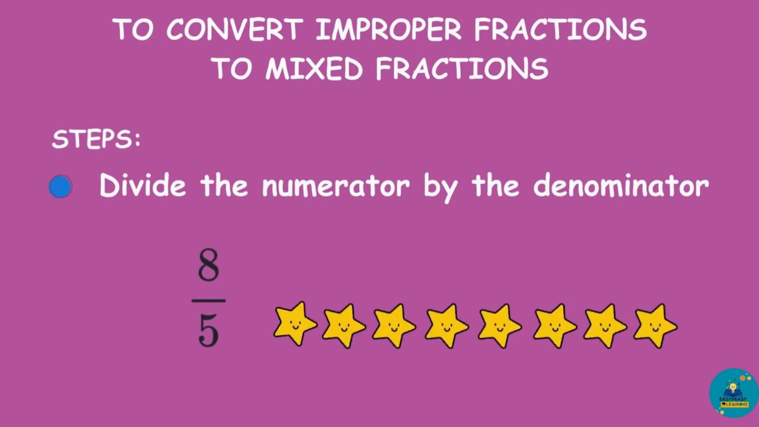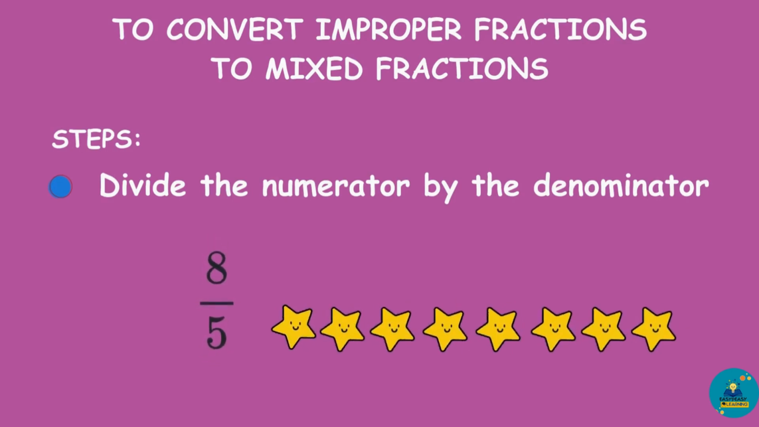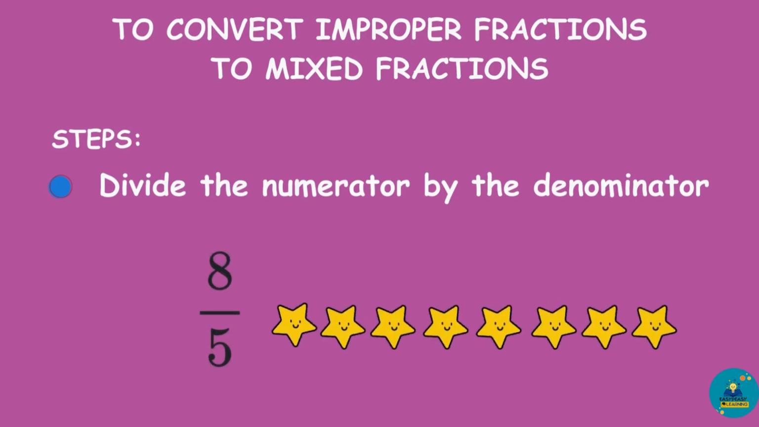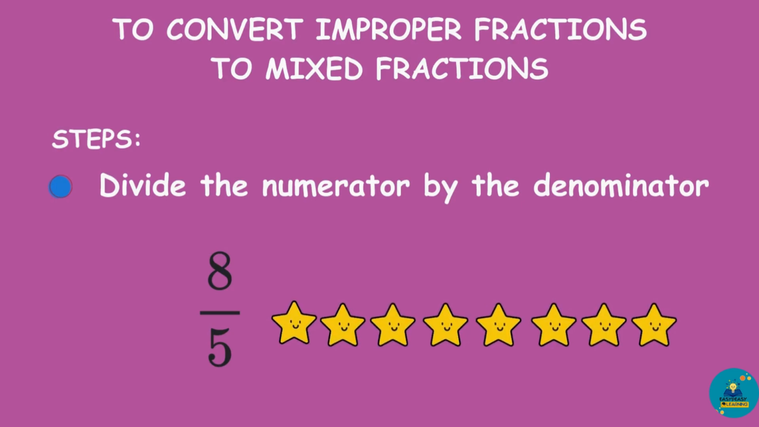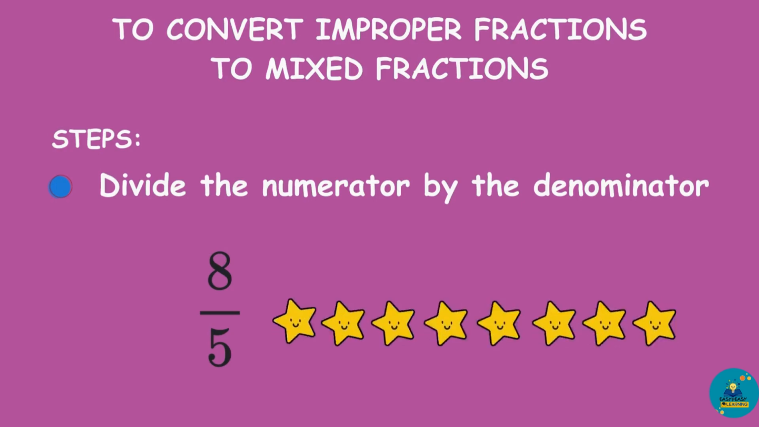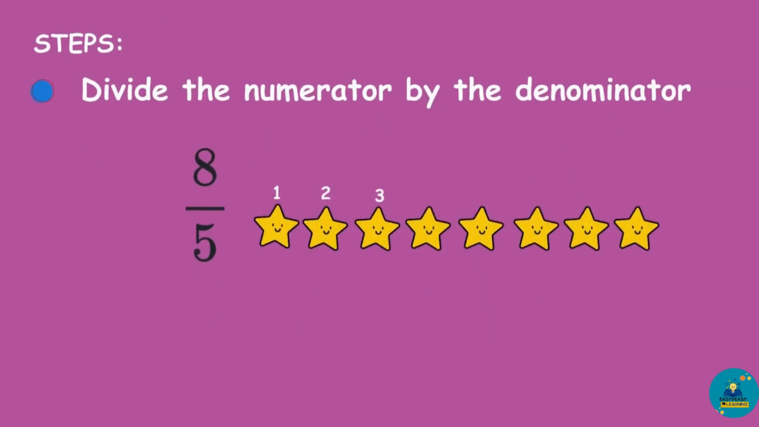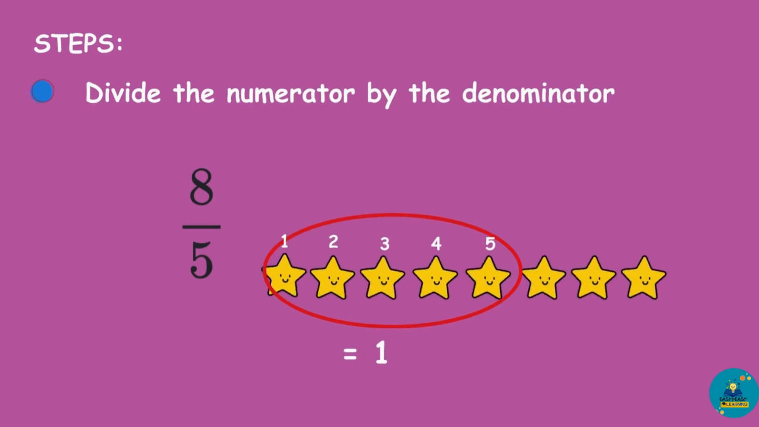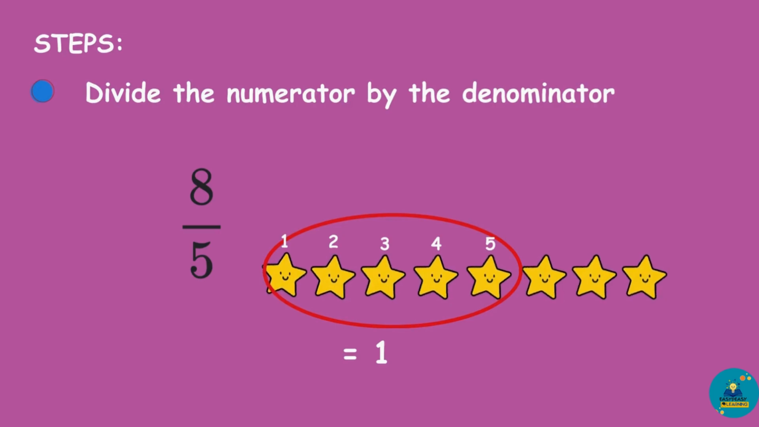Here we have 8 over 5, which is called 8/5. There are 8 stars. We're going to look for how many 5s we have in 8. Let's count. 1, 2, 3, 4, 5. We have one group of 5 in 8. That one will be our whole number.